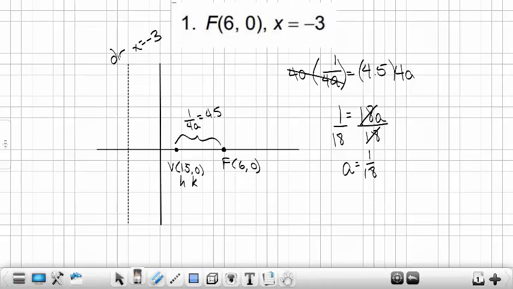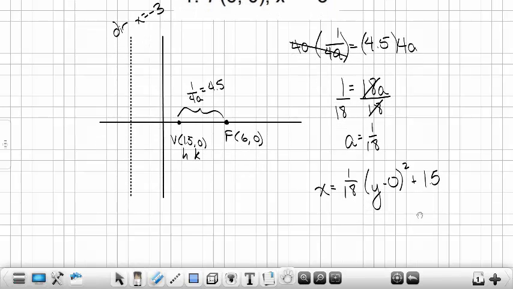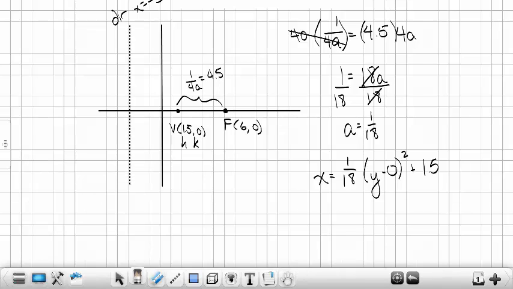So our equation for this parabola: it's right opening, a horizontal parabola, so it's x equals positive 1/18 times (y minus k, what's my k? 0) squared, plus 1.5, which is my h. Now, y minus 0 is just y, so if you were to get a multiple choice test, this would not be one of the options. The answer would be x equals 1/18 y squared plus 1.5.